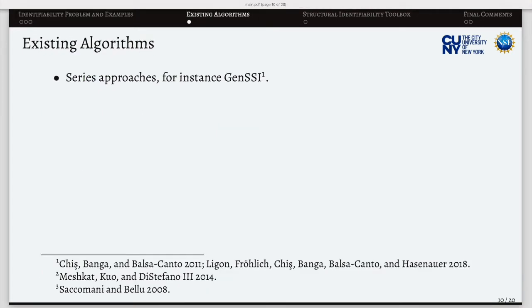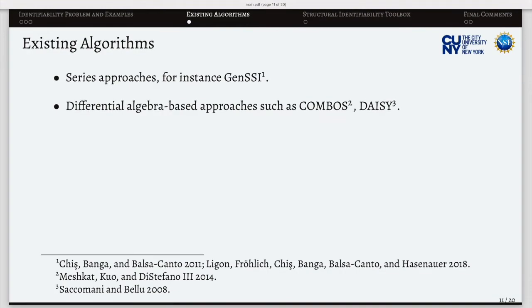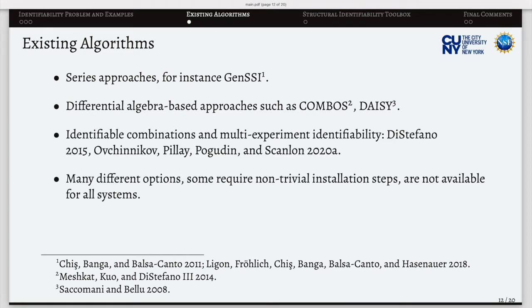Now let us go over some of the existing approaches. Currently, there are several tools out there that solve identifiability problems, and all of them rely on different things. There are tools that can be grouped into what's called a series-based approach, for example, GenSSI. There are differential-based approaches such as Combos and Daisy, and there are programs that determine identifiable combinations and multi-experiment identifiability. Combos is actually one of the programs that looks for identifiable combinations of parameters. So you can see that there are many different options, and quite a few of them may require non-trivial installation steps. They may not be available to all systems.